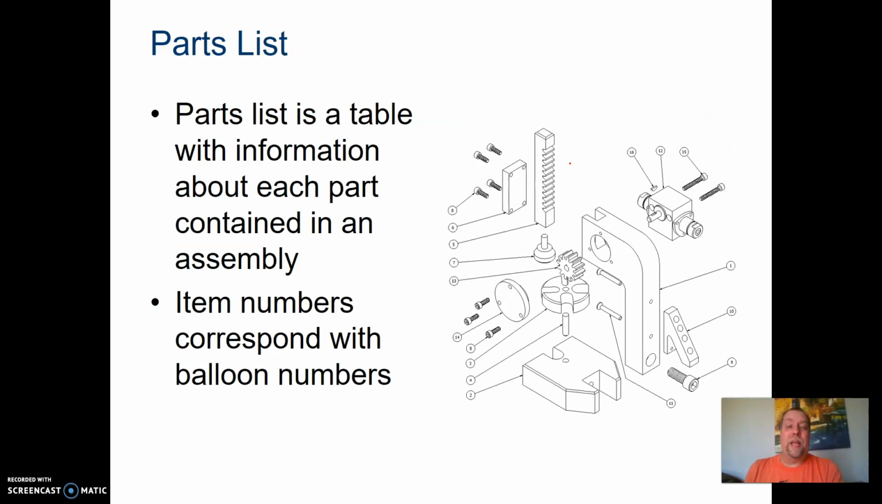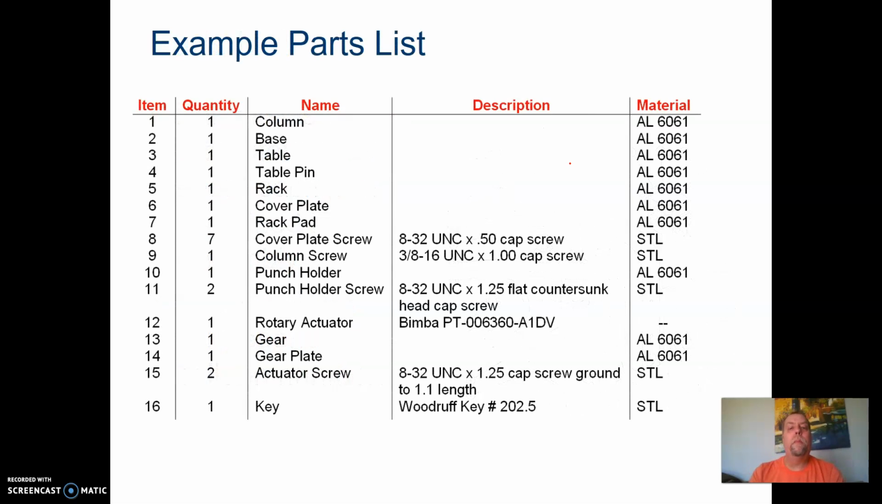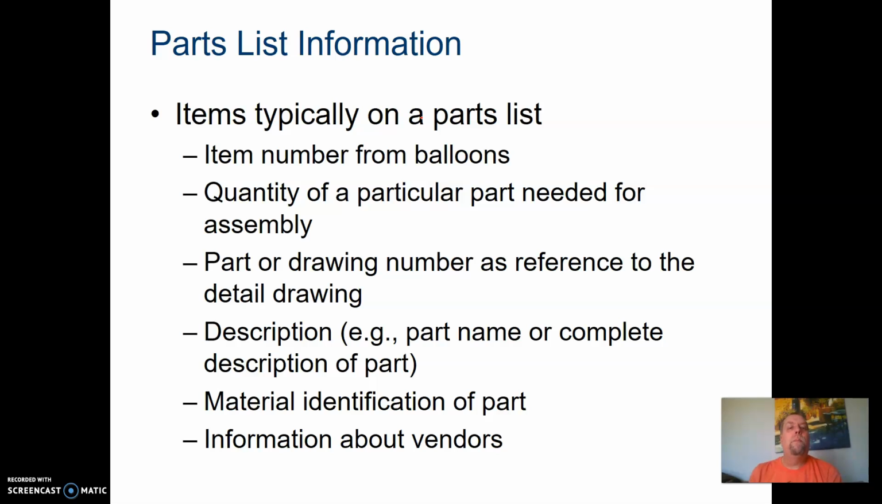A parts list is a table with information about each part contained in an assembly. The item numbers correspond with the balloon numbers. Here's an example of a parts list. Now, sometimes they have a lot of information in there. In this case, they're showing the material. They're showing the description of what it is. You can see right here, it's talking about a thread pattern on that cover plate screw. Depending on the drawing, pretty much what we've done is we've said item number, quantity, and name. That's all we've done. They could also sometimes put the cost of the different parts.